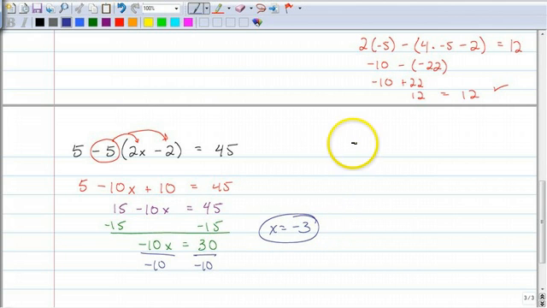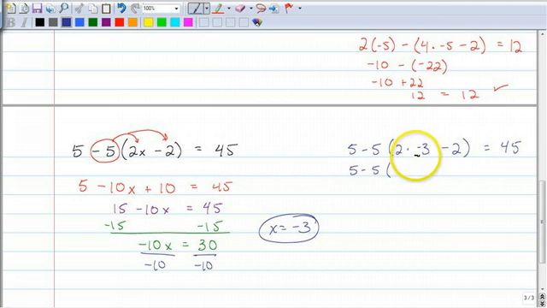Sometimes people have a hard time checking this. So let's just see real quickly how we would do that. I want to see, does this equal 45? Order of operations tells us to simplify inside of parentheses first. 2 times negative 3 is negative 6. Negative 6 minus 2. They're both negative, so you add them together and it stays negative. Negative 6 minus 2 would be negative 8. Now remember, this is a negative 5 times a negative 8. So when I multiply those together, negative 5 times a negative 8 makes a positive 40. So we get 45 equals 45. So it checks.